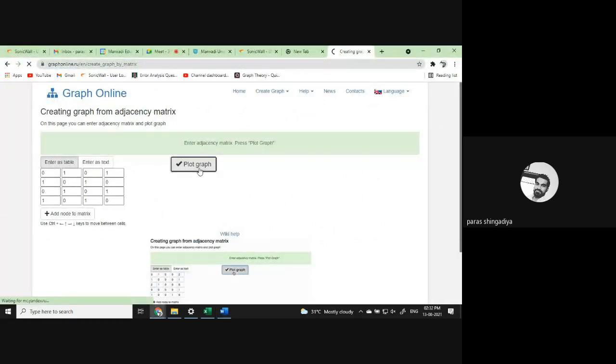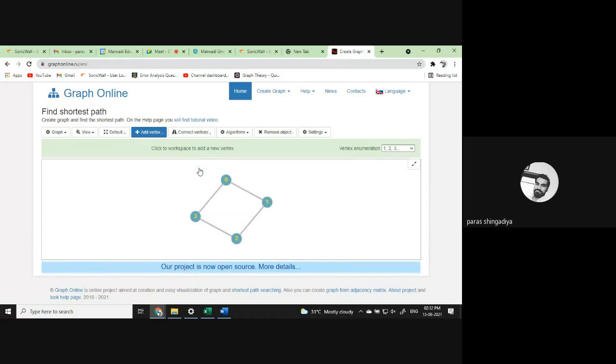Okay, so we directly get the answer, which type of graph that matrix defines. Okay, so here we get the same result also. Okay, one of the square. Is it clear?